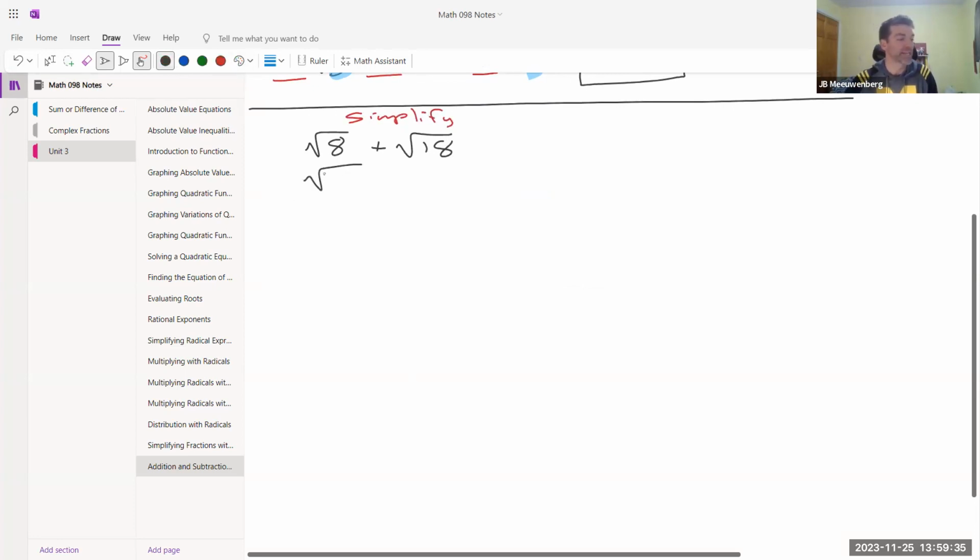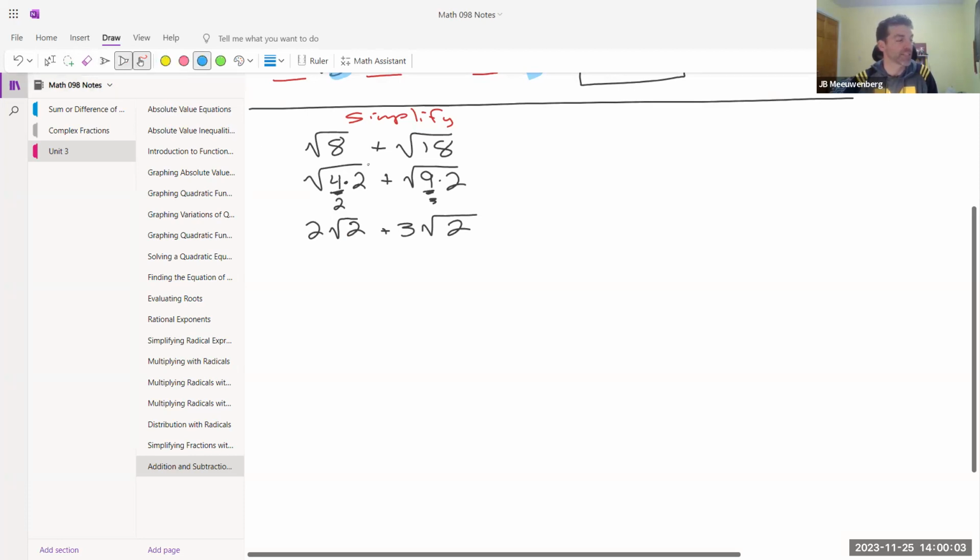We take the 8, we break it up into 4 times 2, because 4 is a perfect square. What is its square root? 2. So we change it to 2 radical 2. We do the same thing with 18. We change it into 9 times 2, because 9 is a perfect square, whose square root is 3. So we bring that 3 out front, and it's now 3 radical 2.